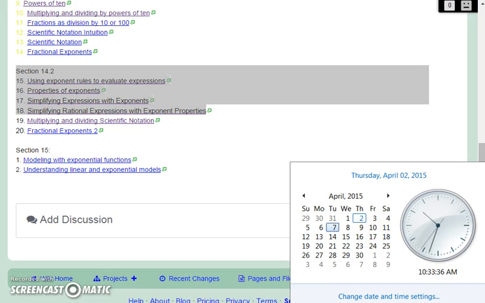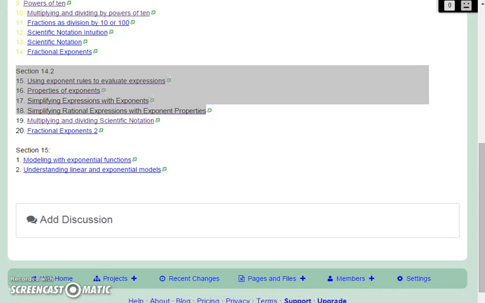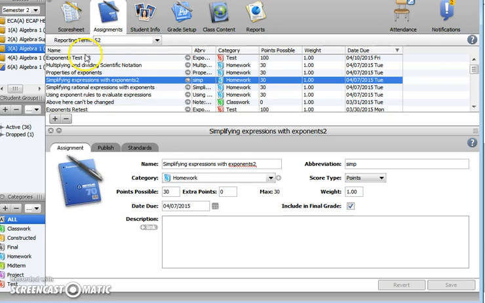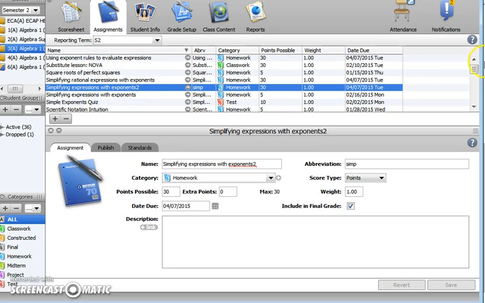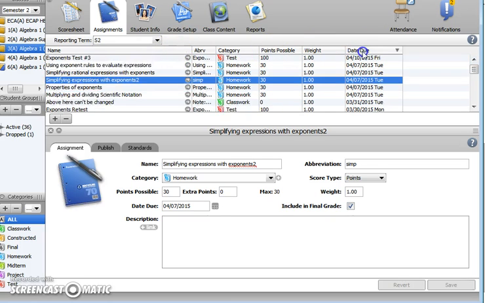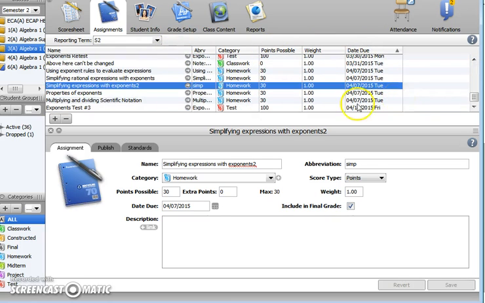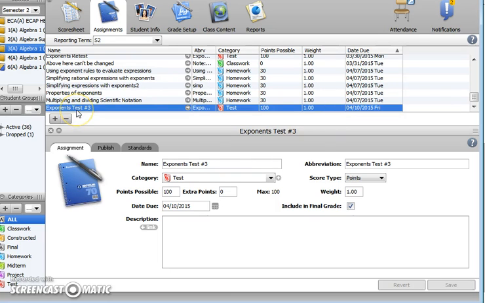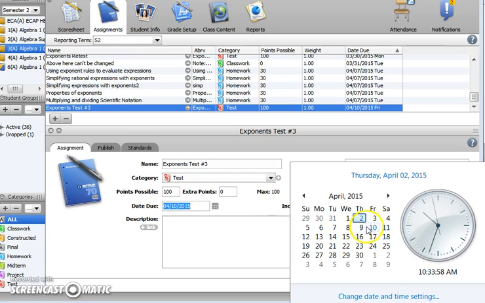And then the other thing on the schedule is this right here. It says exponents tests. Somehow that got messed up, due dates sorted by due dates. And then it's down here. So it says exponents test number 3. There's going to be another test on April the 10th, and that's Friday. That's this date right here.